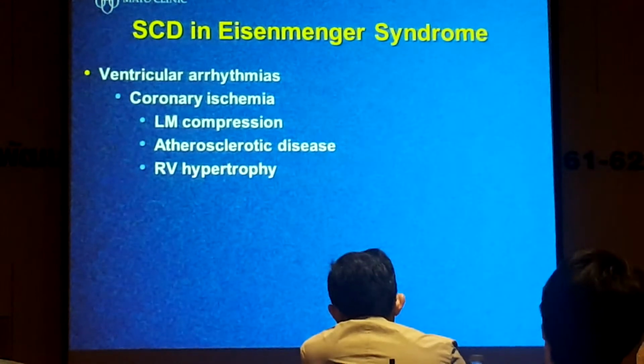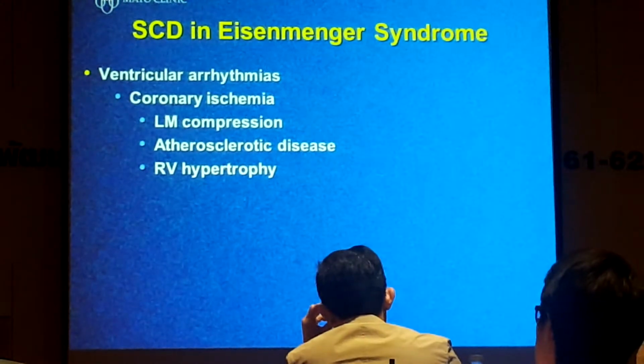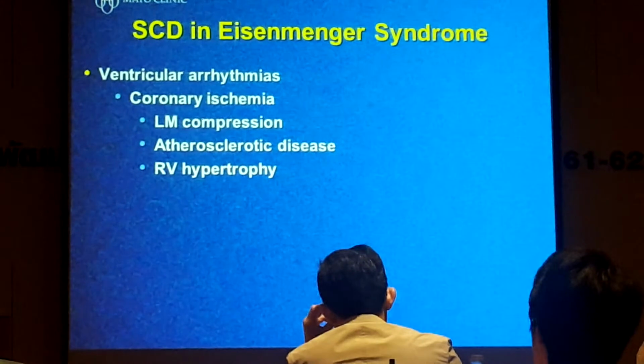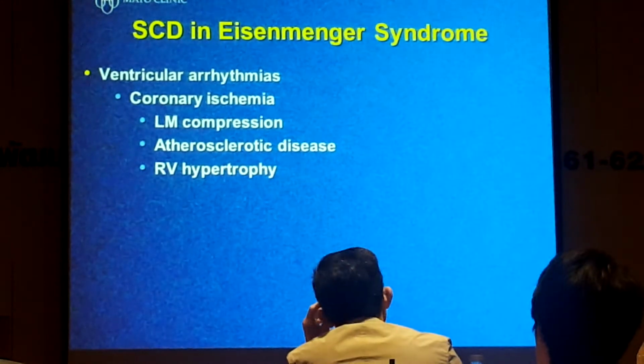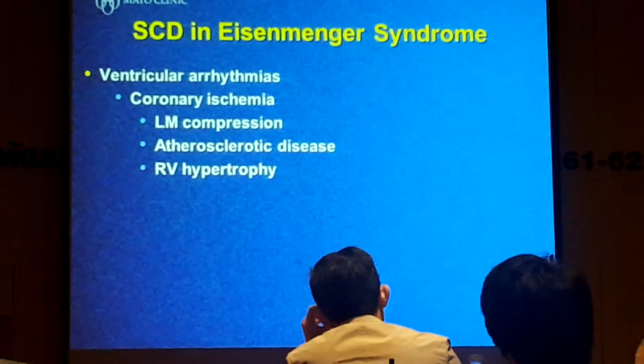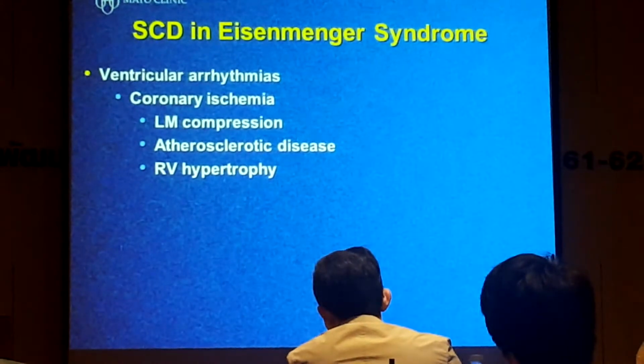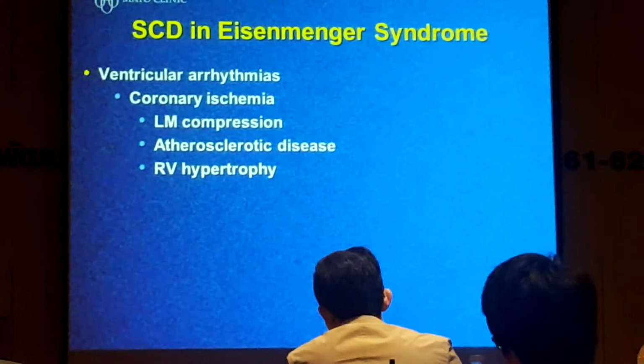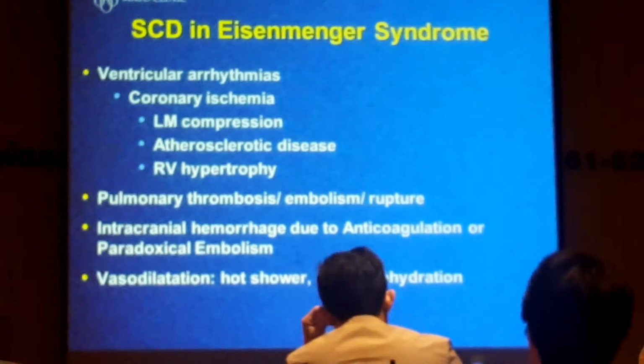Sudden death in patients like that. The common cause of death in Eisenmenger is sudden death followed by heart failure typically, or something we do like surgery or non-cardiac surgery. VT can occur because of coronary ischemia, or because of left main compression, or they have bad habits with smoking and develop coronary artery disease, or simply the big, thick hypertrophied right ventricle with subendocardial ischemia.